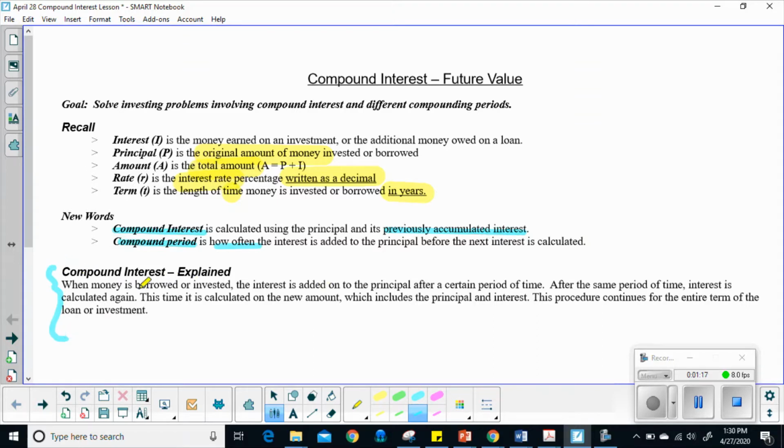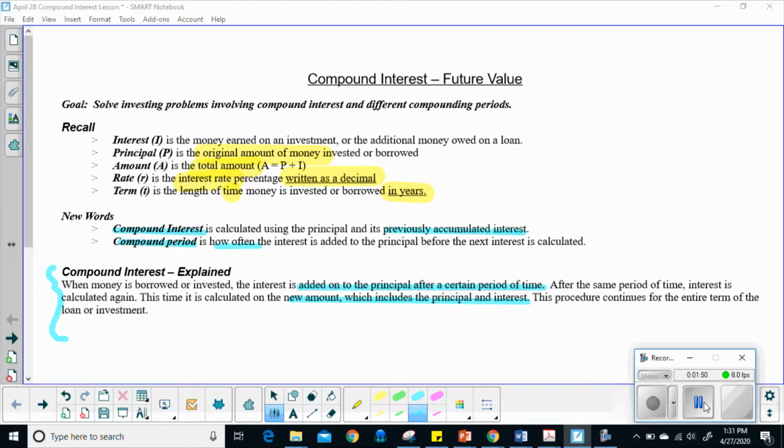So let's look at our explanation here. When money is borrowed or invested, the interest is added onto the principal after a certain period of time. So not at the end, during. And then once it's been added on, the interest is going to be calculated again. So now it's being calculated on a larger amount of money, the principal plus whatever interest you've already gotten. Okay, so that new amount is going to be bigger. This procedure continues for the entire term of the loan or investment. This is why credit cards get so big so fast and people can't pay them off, because credit cards are compound interest.